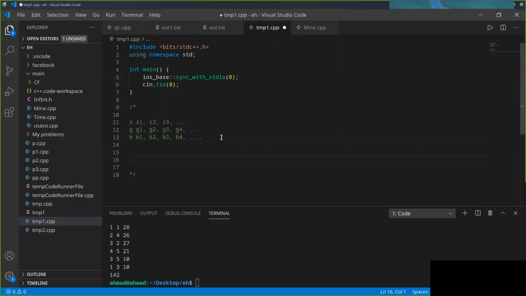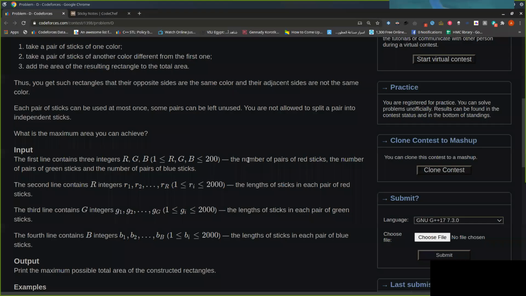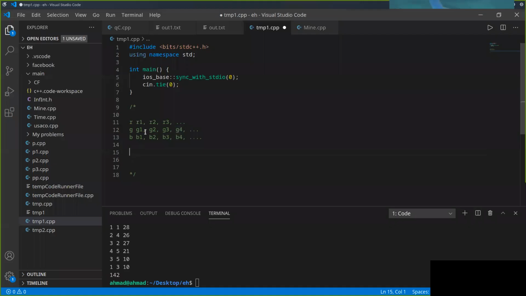So think about what maximizes the area of the rectangle most. Okay, I'll give you a hint. What if these values are sorted? Does it matter if these values are sorted? Would it be optimal to take the smallest one with the smallest one, or the greatest one with the greatest one, or greatest with smallest, or what? Think about it.